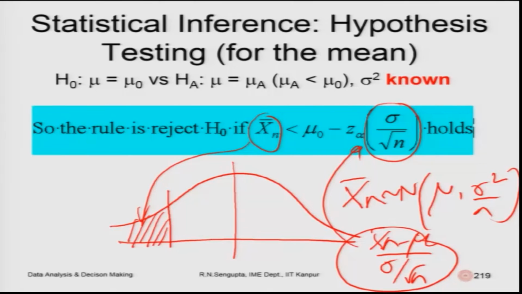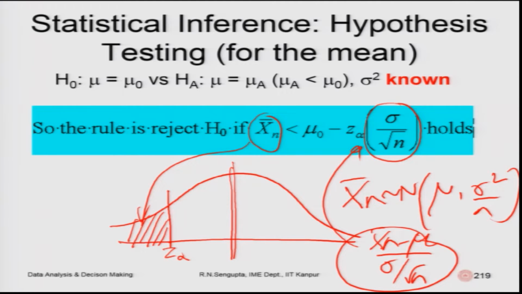Now, in this case x bar n should be to the left of mu naught minus this value, that means you are finding some z alpha here, and this z alpha is minus. So, obviously, this would be how far the standard deviation is from the mean value, and the value of z alpha gives you the level of confidence which you have. Now, the level of confidence is very important.